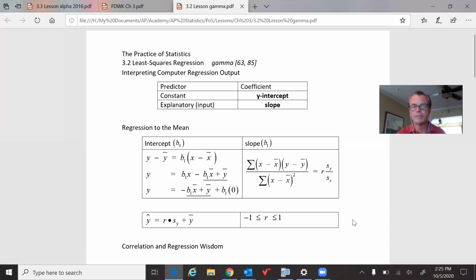And we're going over 3.2. This is the gamma lesson. It's the end of section 3.2. And in the textbook, we're on page 192, where it says interpreting computer regression output.